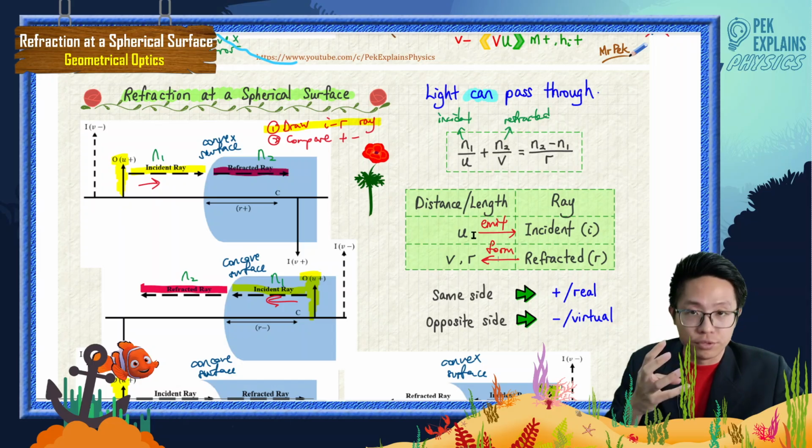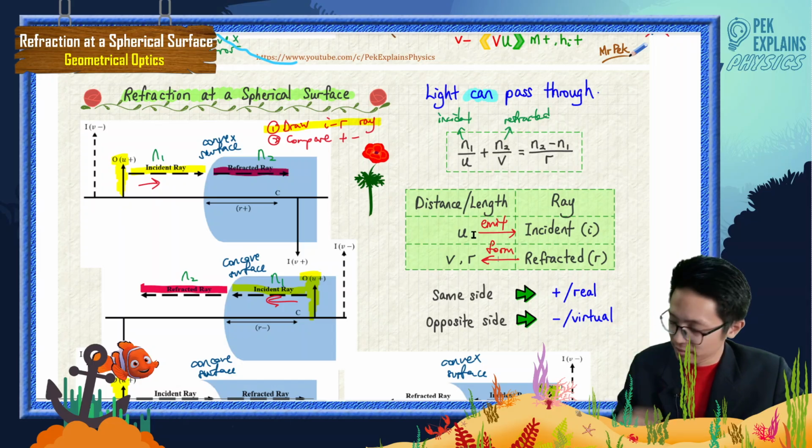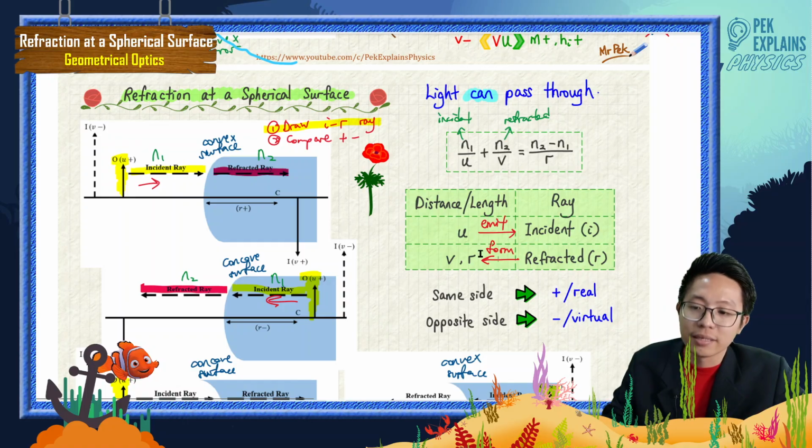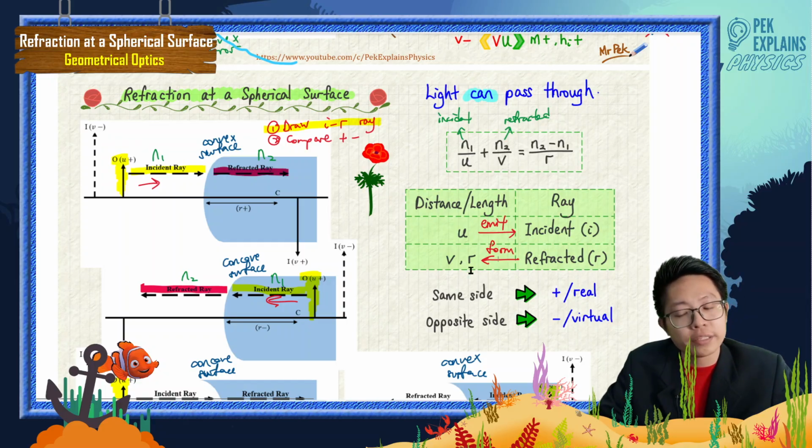Remember, only the object distance is compared with the incident ray. All the rest, like image distance, radius, and curvature, are compared with the refracted ray. Okay? So same thing. If the radius of curvature is on the same side as the refracted ray, then it is a positive R, or real radius of curvature. If the radius of curvature is on the opposite side from the refracted ray, then it is a negative R, or virtual radius.